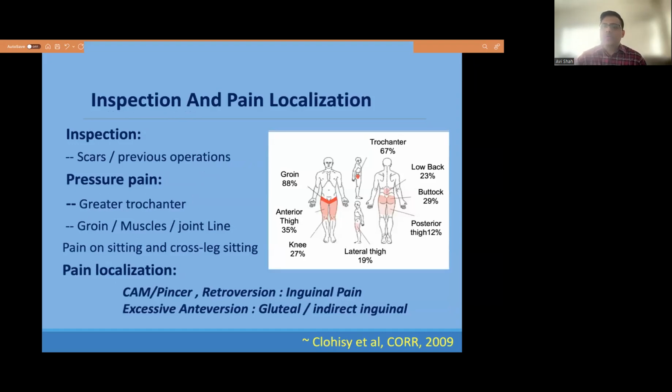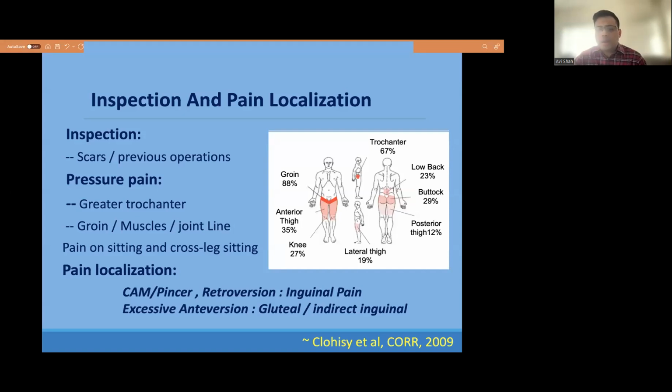Then you get into the general examination as you would do for any hip joint. Look for scars or any previous surgeries. So try to look for the pain. This is really important for us. Palpate near the greater trochanter, near the groin muscles, and the anterior and the posterior joint line.